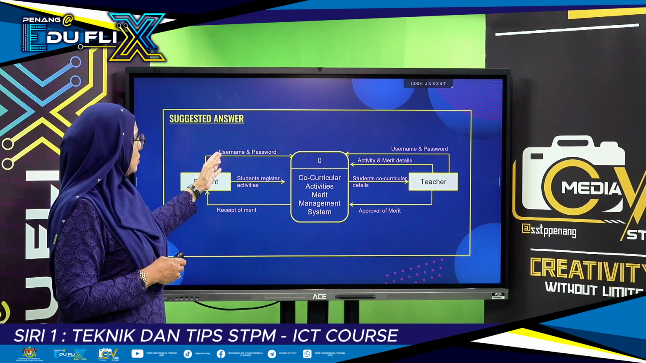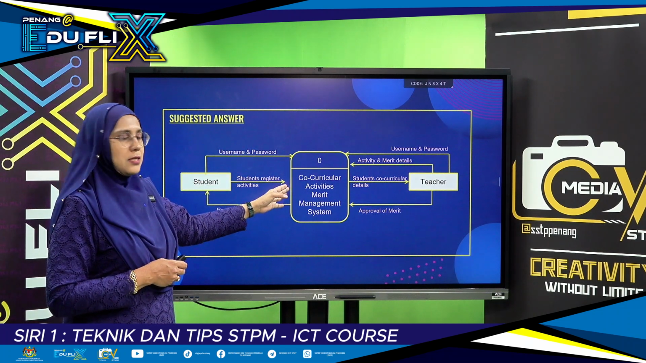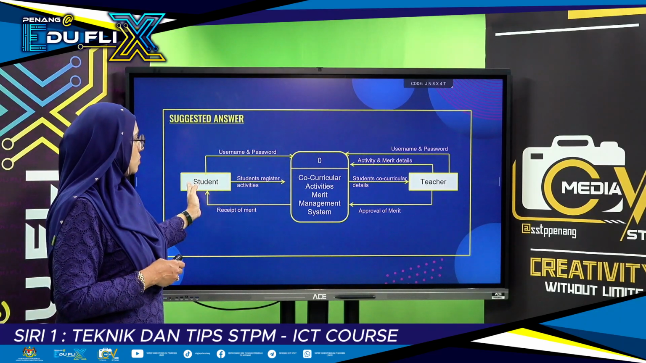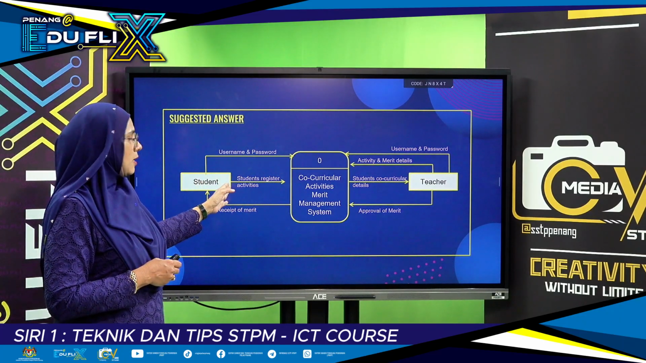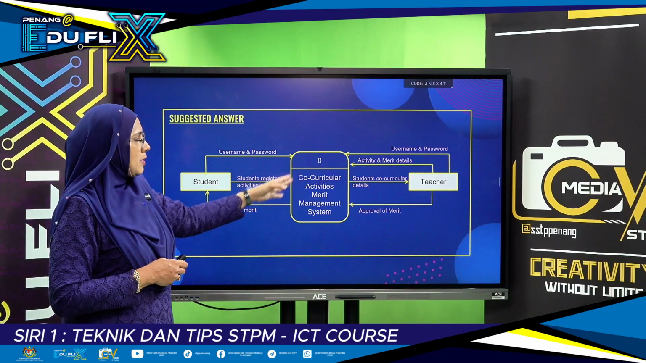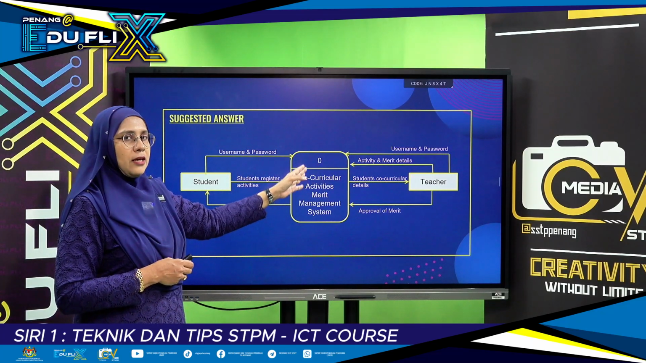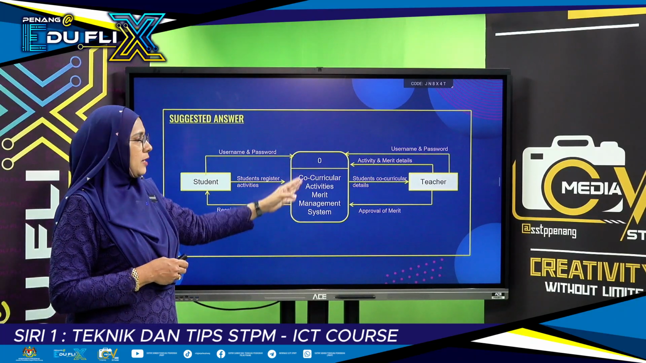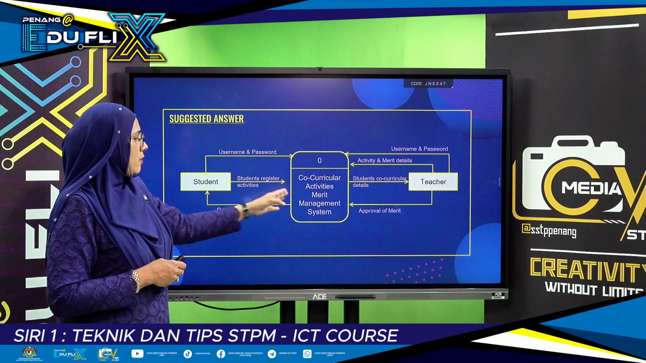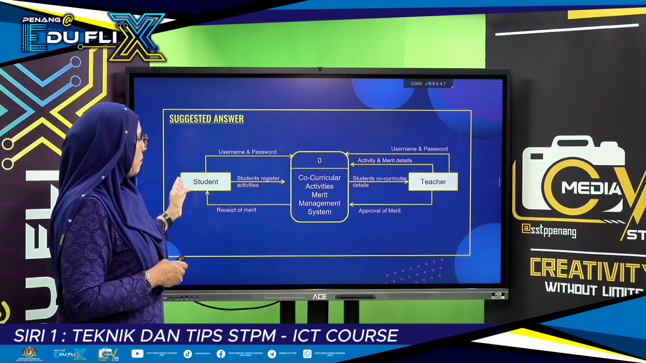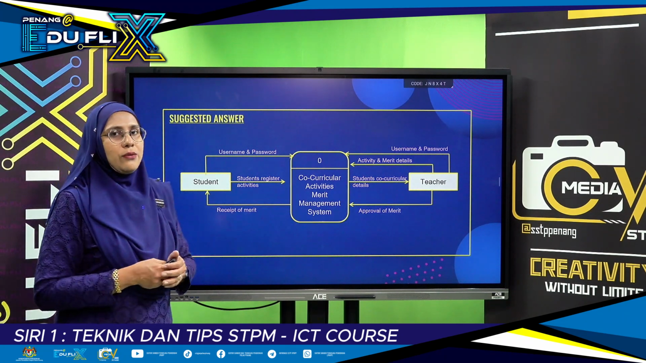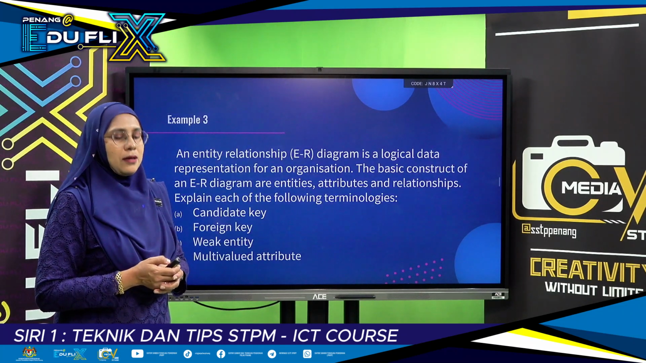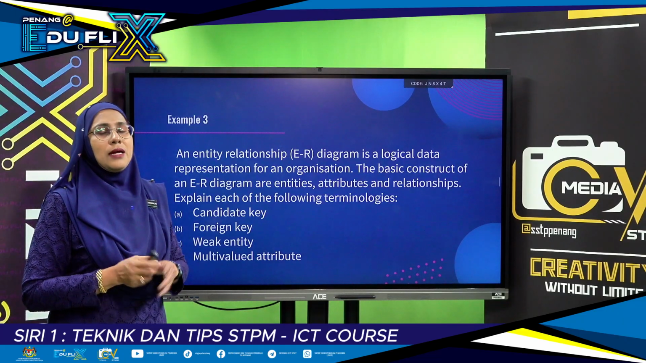A student uses their username and password to access the system. The teacher also uses the username and password to access the system. Okay, so what will the student do? The student will register their activities into the system, and then the teacher will access it and give a merit mark, and the teacher will also make an approval. Okay, then after the approval, the student will get their merit mark and can access the receipt. Okay, that will be the context diagram, and 9 marks are given for that.